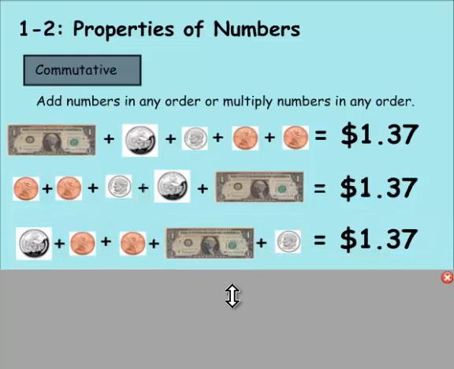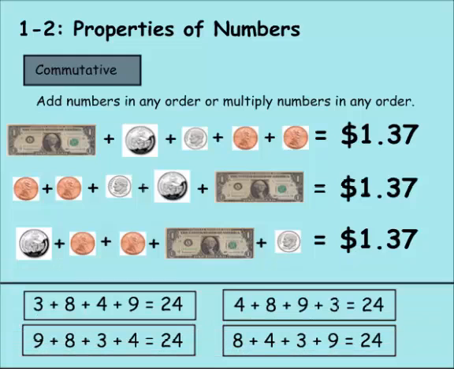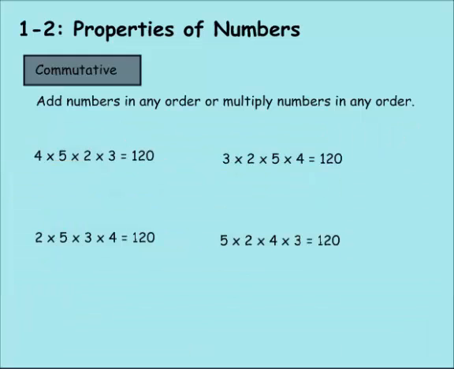So that's the idea behind that. And here's just another example to show you that this will still add up to $1.37. Adding, you can go in any direction as long as it's all addition. So with that in mind, here's another example with real numbers then. 3 plus 8 plus 4 plus 9 equals 24. Same 4 numbers, different order, add them together, that's going to give you 24 as well. And then twice more down here. You can check them yourselves to see if they actually are true.